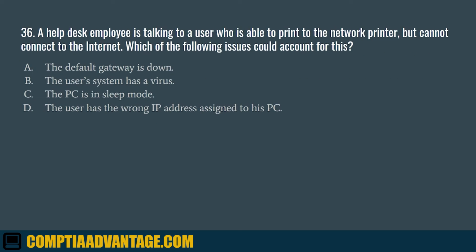Question 36. A help desk employee is talking to a user who is able to print to the network printer but cannot connect to the internet. Which of the following issues could account for this? A. The default gateway is down. B. The user's system has a virus. C. The PC is in sleep mode. D. The user has the wrong IP address assigned to his PC. The correct answer is A. The default gateway is down.